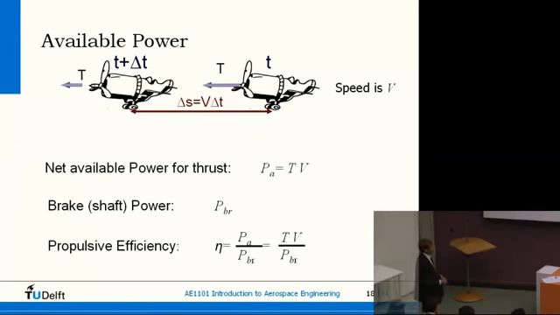Well, we can fill this in. So T times V divided by brake power is the propulsive efficiency. There's also a propeller diagram available for each propeller that will give you the efficiency of the propeller, and this will give you this number, which means that of those four, if you have three, you can calculate the fourth. So let's look a bit more at how this power, this brake shaft power, is generated.